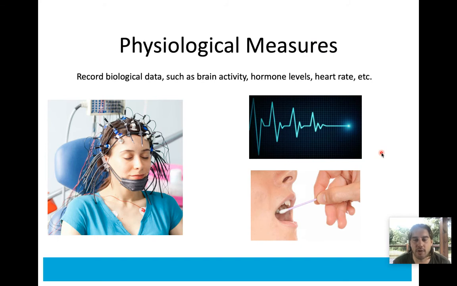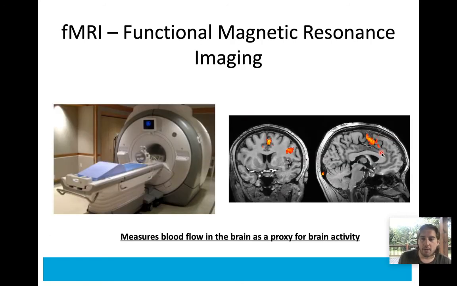And our last operationalization style or category are physiological measures. Here's where we record actual real biological data: brain activity, hormone levels, heart rate, blood pressure, things of that nature, right? You are taking essentially samples of people's biological data. The most advanced tool we have for studying the brain and brain activity is called fMRI, functional magnetic resonance imaging.